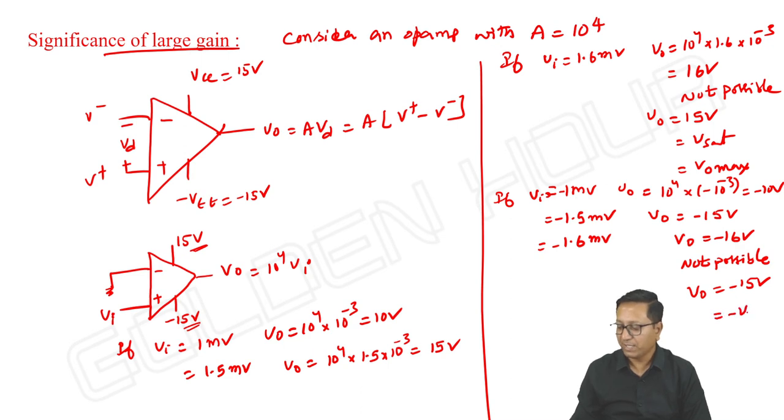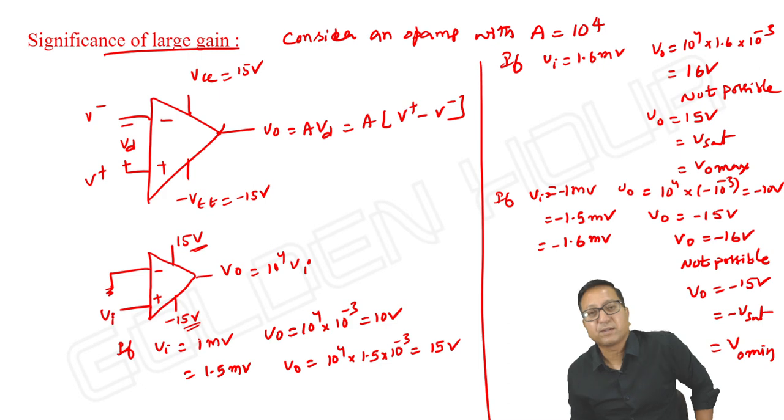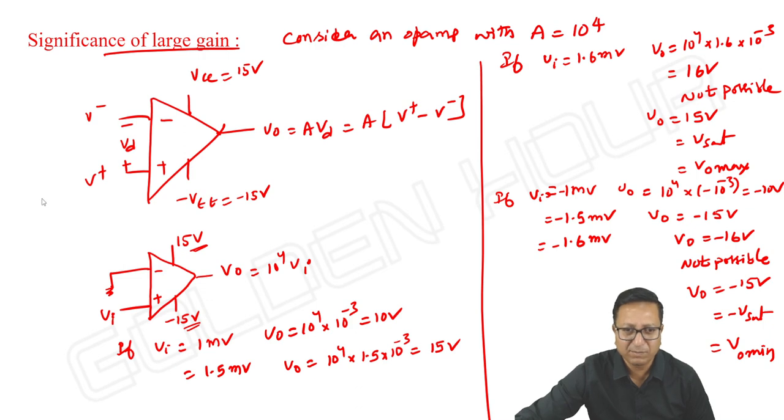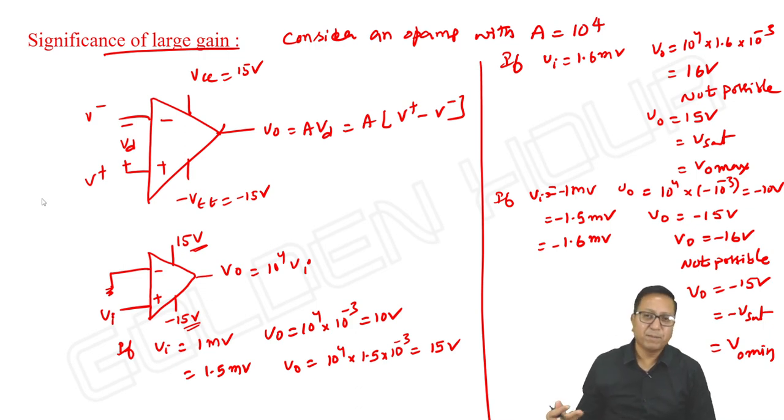It is known as minus V saturation. It is also known as V output minimum. Output cannot go beyond minus VEE. That's it. So output maximum and output minimum are like this, if you apply input to the non-inverting terminal. In a similar fashion, we can apply input to the inverting terminal also. So later, if you give minus 1.7, minus 1.8, minus 2, minus 5 millivolt, etc., the output cannot go below minus 15 volts. It got saturated. Okay.